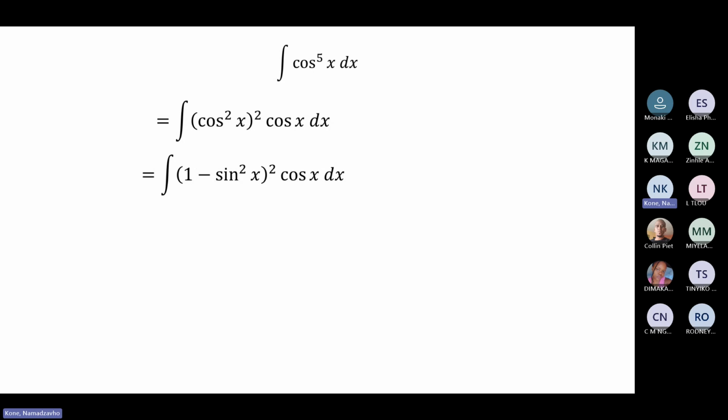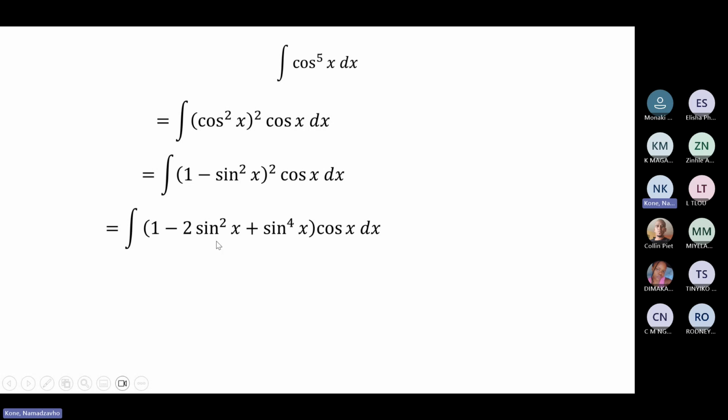And you multiply it like you multiply binomials. So this answer must have 3 terms, which is this one. So 1 times 1 will be 1. 1 times minus sine squared x is minus sine squared x. Sine squared x times 1, minus sine squared x times 1, is minus sine squared x.